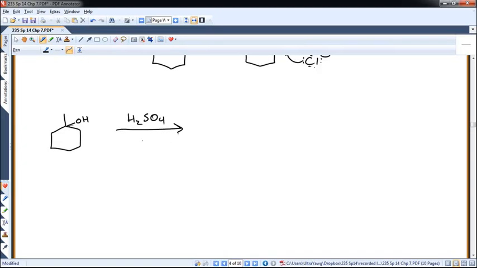So again, we're going to use a strong mineral acid. We're going to use a little bit of heat. The first step is protonation of the alcohol by the acid. I don't want to draw out sulfuric acid because I'm lazy, so I'll just use hydronium.